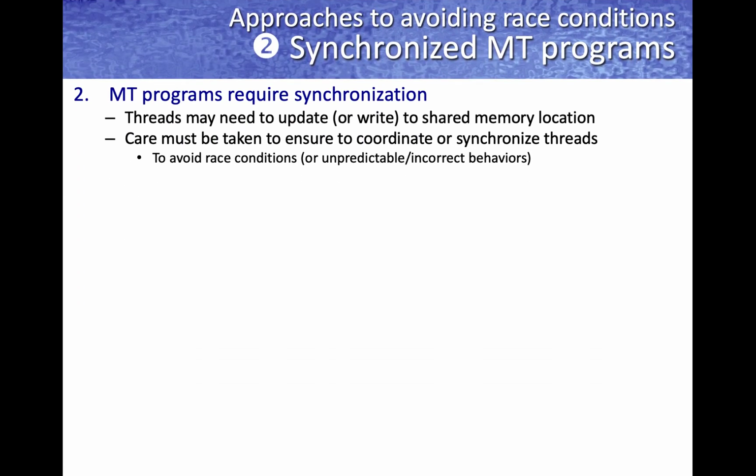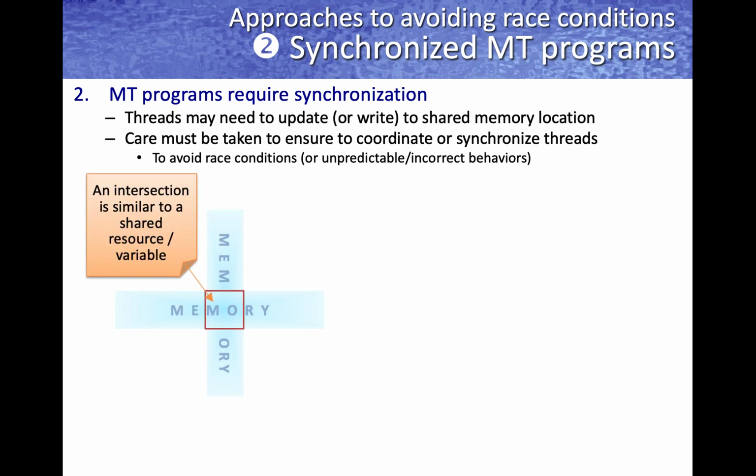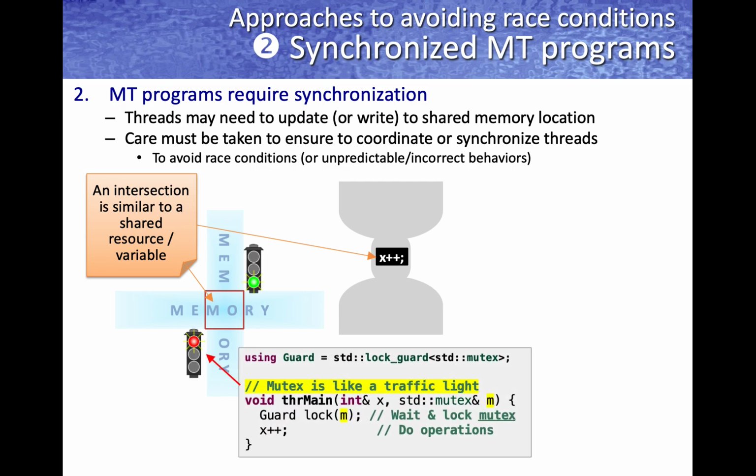Multi-threaded programs often require synchronization so that threads can consistently update or write to shared memory locations without experiencing race conditions. Shared resources are similar to an intersection in a street, and that can be compared to a shared variable in a program. Similar to how we use lights in an intersection to coordinate access, in multi-threaded programs, a mutex along with a lock guard is used. A lock guard or a mutex is comparable to a lock on a door.